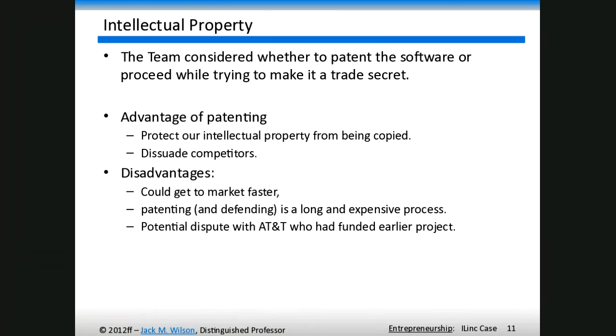We had to decide whether it would be possible to patent what we had developed. If we did that, it would protect our intellectual property and keep competitors out, but I could not be sure. The disadvantage would be that we would have to go through the long, expensive patent process, and if we didn't do that, we could just get right to market. And there was a potential dispute with AT&T because of the work that we had done there. Instead, AT&T was our first customer, so we chose not to patent it.